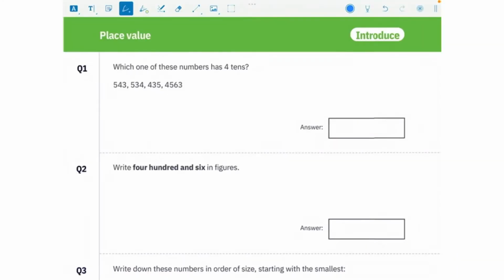Which one of these numbers has 4 tens? So let's think about our place value grid. We've got the thousands column, the hundreds column, the tens column and the ones column. And if we had any decimals, we'd put the decimal point here, and tenths and hundredths would go on the other side of that. So I've got 543, so that's 5 hundreds, 4 tens and 3 ones.